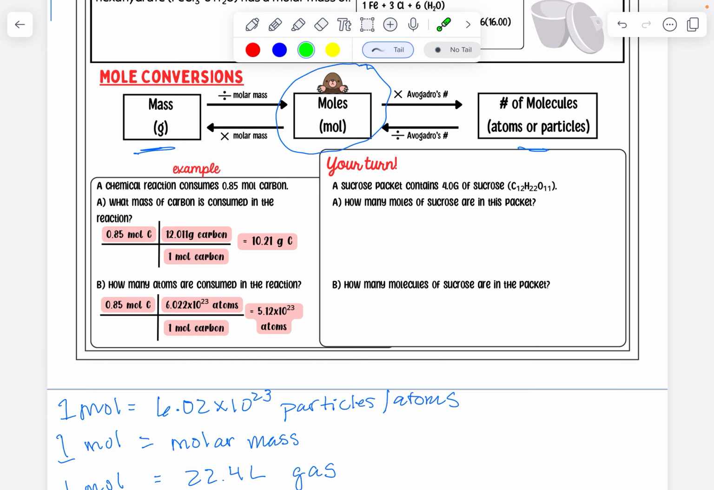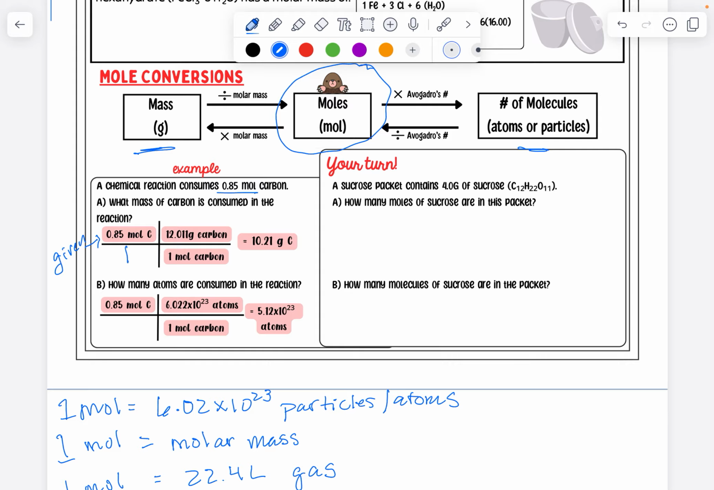So I'm going from moles to mass, so I'm going this direction, and it says I have to multiply it by the molar mass. Well, how do I know that? Well, because my units are going to cancel out. So I always start with what I'm given. So what I'm given always goes on top, and I was given 0.85 moles of carbon.